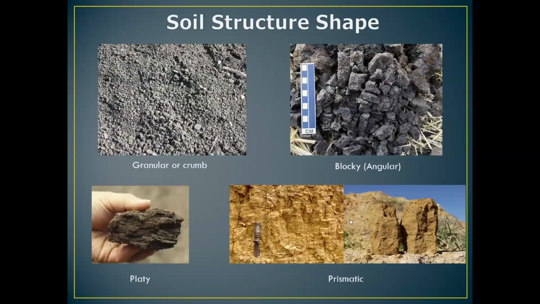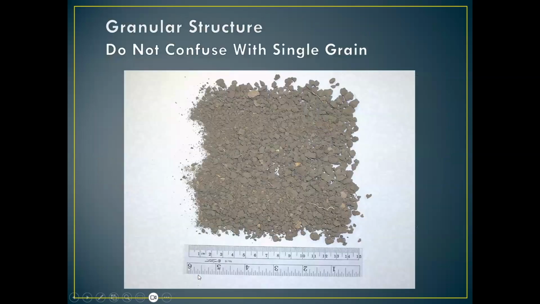So we look at these platy. These are basically like blocky, but they're going to be flatly oriented, like leaves in a book or pages in a book. And then prismatic. These are sort of hard to see here. They're basically blocky, but instead of being flat and squished, they're elongated. They're tall. You can see some here, these longer blocks. So they'll be elongated vertically.